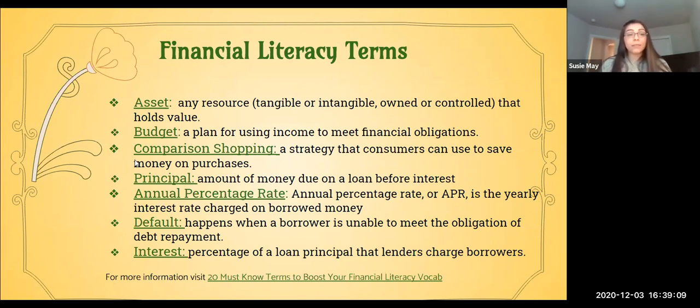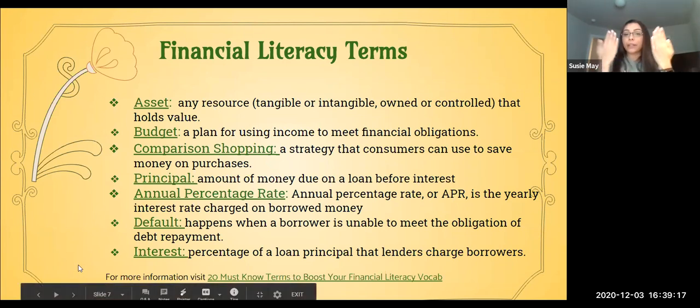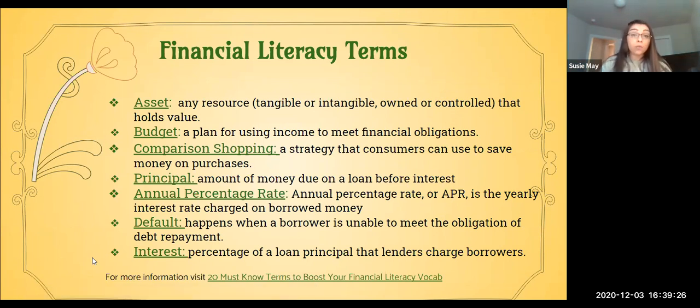Comparison shopping is something that you probably already do and don't realize that you're doing, but it's a strategy that consumers use to save money on purchases. So that's just you comparing prices and then buying the better deal. Principal, which is the amount of money due on a loan before interest is added. An annual percentage rate, it stands for APR. It is a yearly interest rate charged on borrowed money.